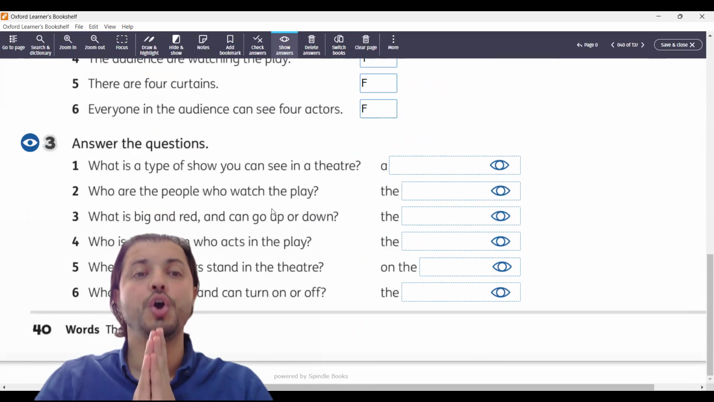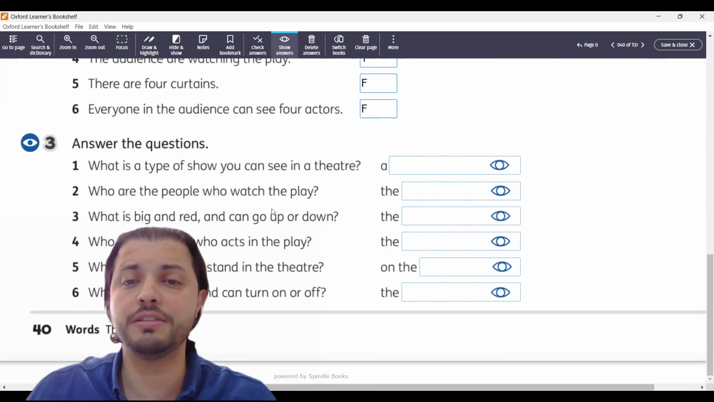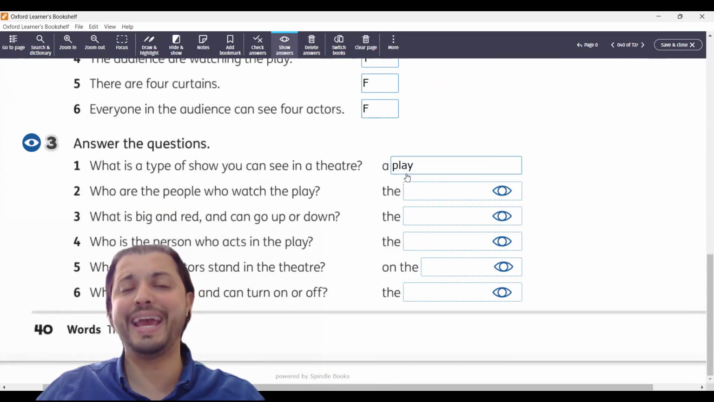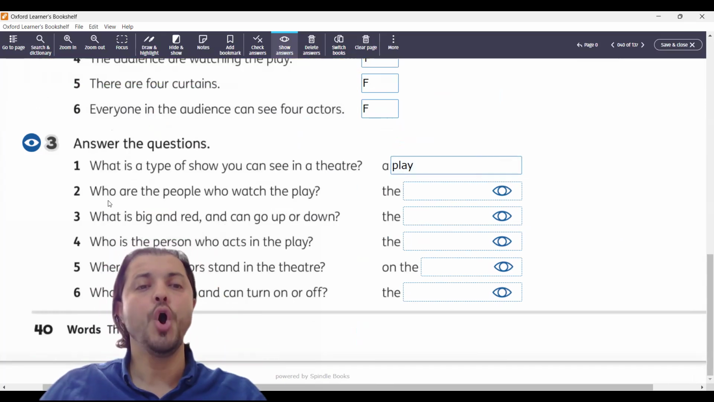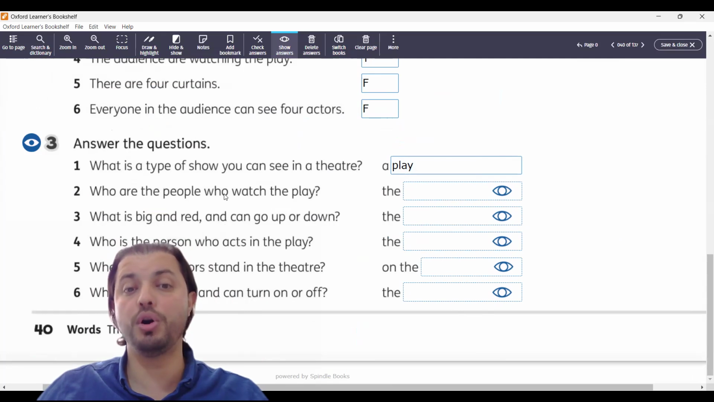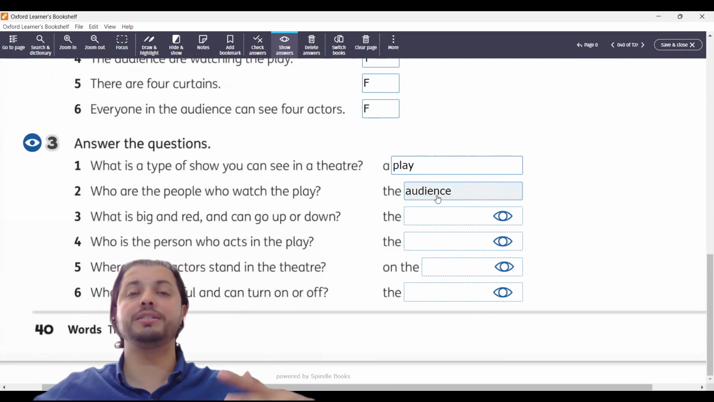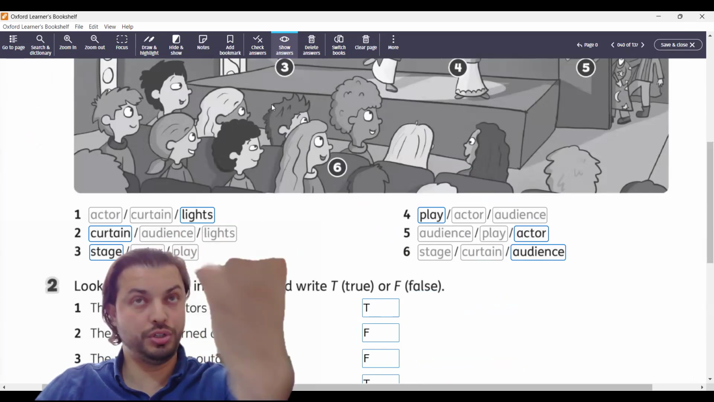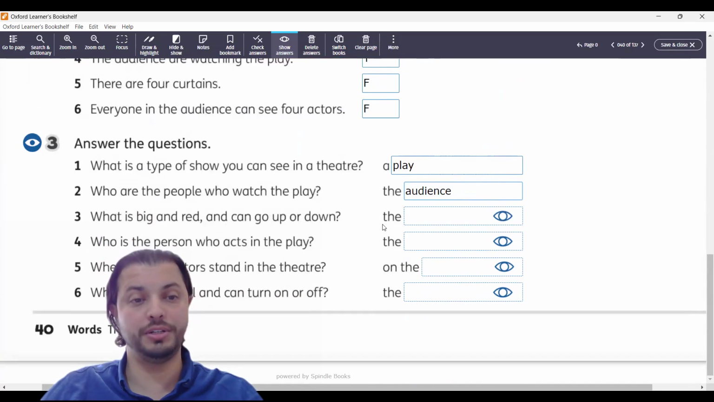On to the questions. What is the type of show you can see in the theater? What is that, guys? It's a play. Okay. Next. Who are the people who watched the play? Yes, the audience. He's talking about these people here. They watch. Okay, so they are the audience.